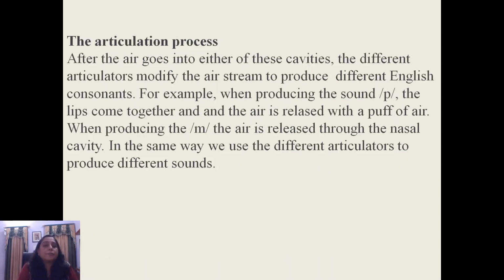Then the articulation process. After the air goes to either of these cavities, oral or nasal, the different articulators modify the air stream to produce different English consonants. These active articulators change positions to produce different English consonants. For example, when producing the sound p, the lips come together and the air is released with a puff of air, p. When producing the m, the air is released through the nasal cavity, m. In the same way, we use the different articulators to produce different sounds.